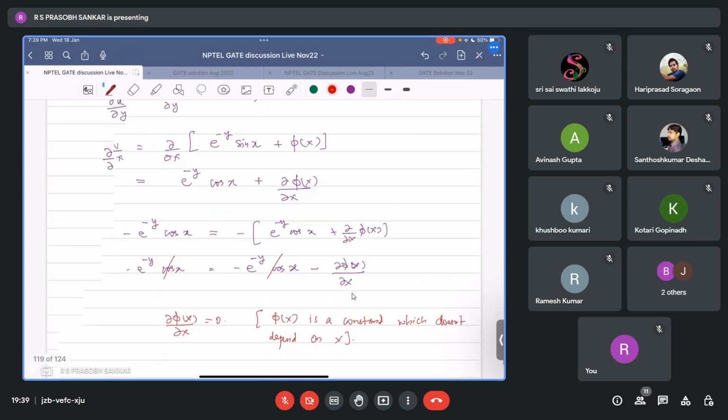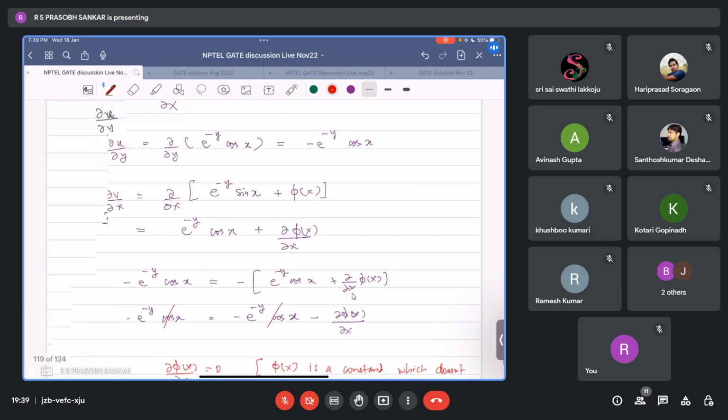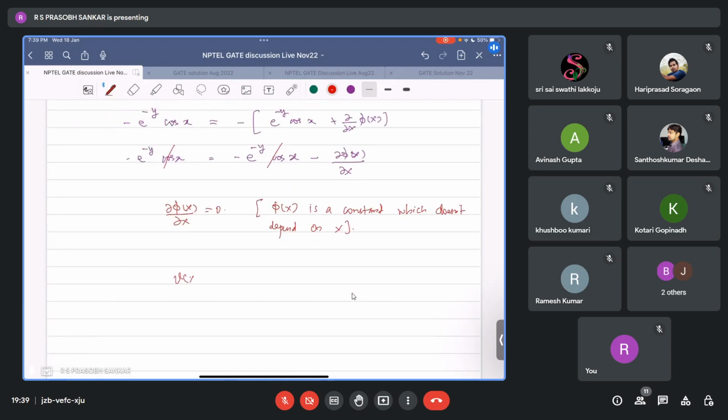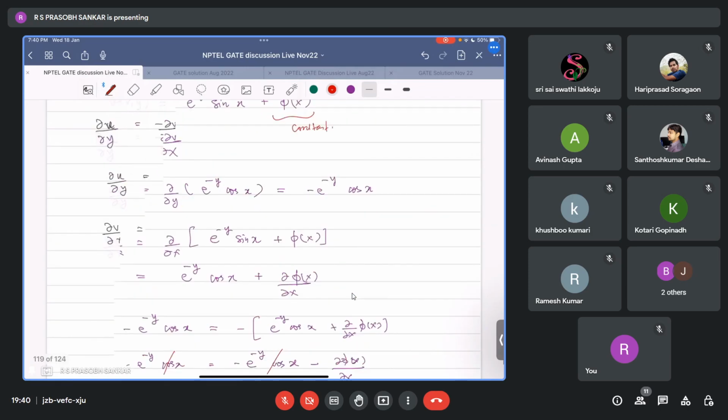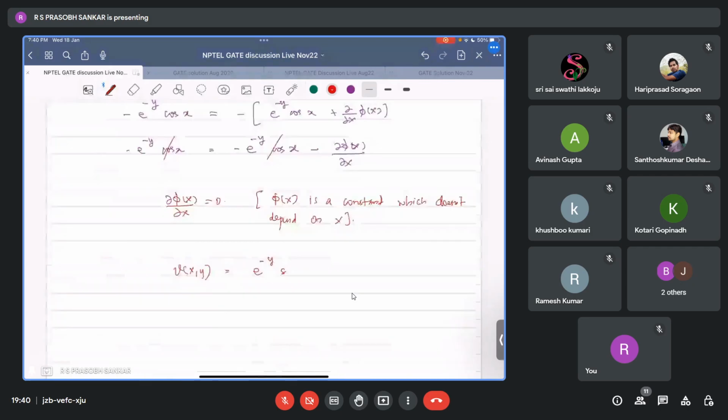So phi x is actually a constant. Using this fact, instead of writing phi x, we can write a constant. So what do we have? We have v of x y as e raised to minus y sin x plus c. This is the answer. Now, we don't know anything more about the question. We don't know the value of c. With the information given in this question, it is not possible to find a single value of c. It could be any constant.